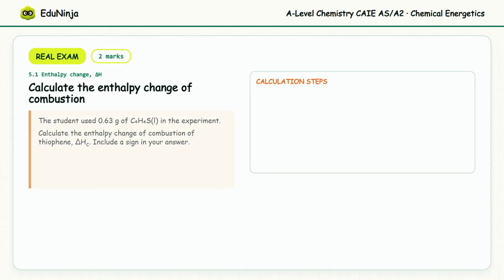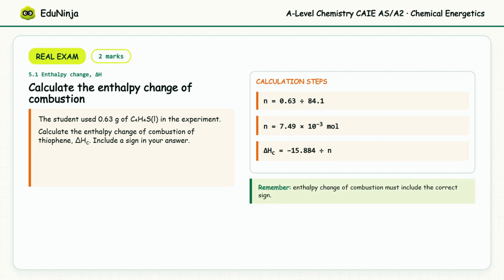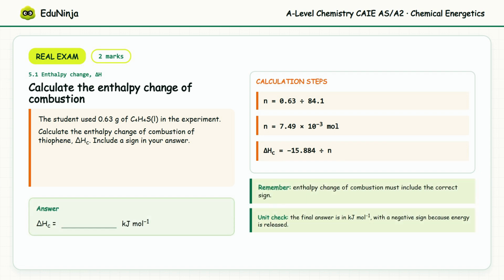Now Q3BIV uses that energy to find the enthalpy change of combustion. This time, the answer must be in kilojoules per mole. First, convert 15,884 joules into 15.884 kilojoules. Then calculate the moles of thiophene burned. For C4H4S, the molar mass is 84.1 grams per mole.